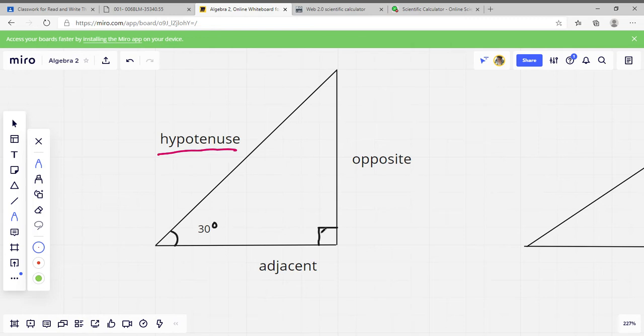Now, if we are looking at one angle, so we have a 30-degree angle right here, the side opposite that is called the opposite. Pretty easy. And then the other one would be called the adjacent. It's adjacent to this 30-degree angle. Okay? And that is all relative to the angle that we're looking at.